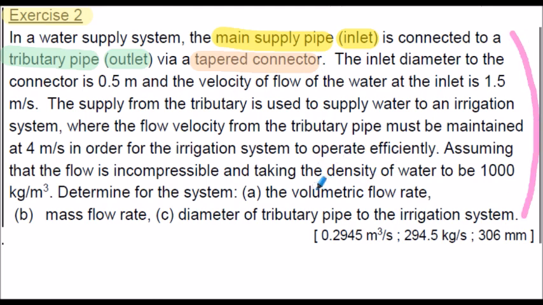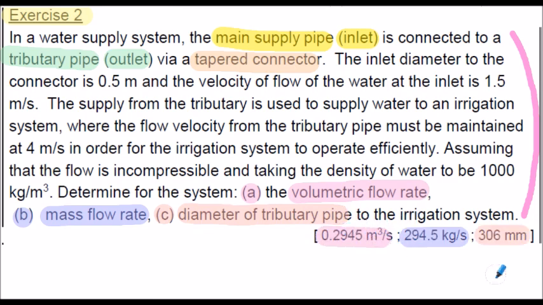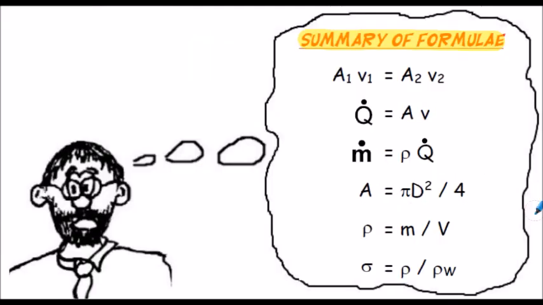There are 3 parts to the question. For the water supply system defined, Part A asks us to calculate the volumetric flow rate. Part B asks us to calculate the mass flow rate. And Part C wants us to calculate the diameter of the outlet pipe. The answers are shown in the bracket here. I'd encourage you to stop the presentation and attempt exercise 2, but the full worked solution is shown on the following slides. Here's our summary of formulae to refer to, which may help you construct your solution to the problem.